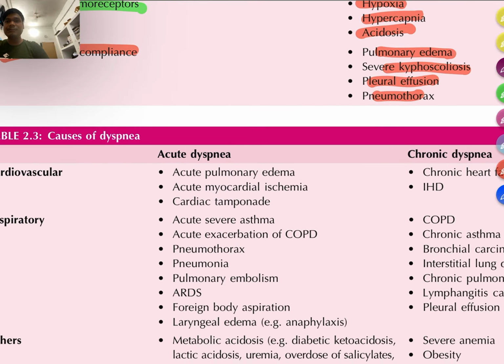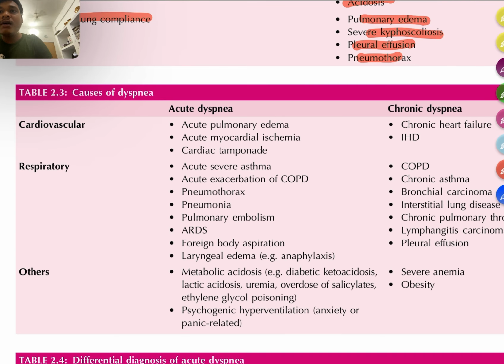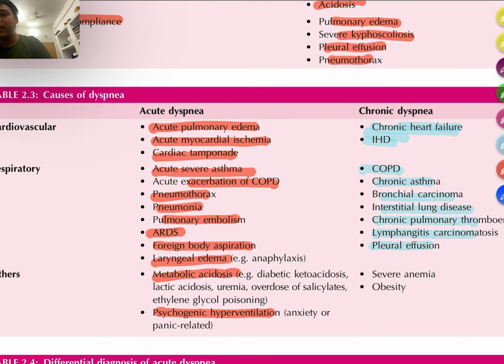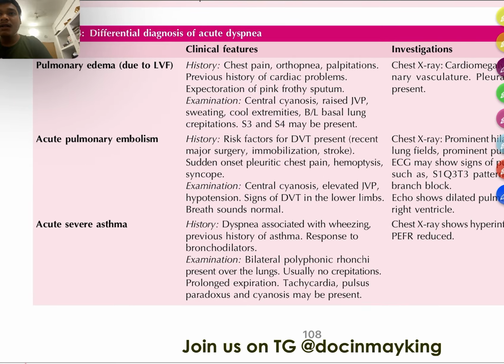Here are the causes of acute dyspnea. Cardiovascular: acute pulmonary edema, acute myocardial ischemia, or cardiac tamponade. Respiratory: severe asthma, exacerbation of COPD, pneumothorax, pneumonia, pulmonary embolism, ARDS, foreign body aspiration, laryngeal edema. Metabolic acidosis and psychogenic hyperventilation are also causes. Whereas the causes of chronic dyspnea are chronic heart failure, IHD, COPD, chronic asthma, bronchogenic carcinoma, interstitial lung disease, chronic pulmonary thromboembolism, pleural effusion, severe anemia, as well as obesity.